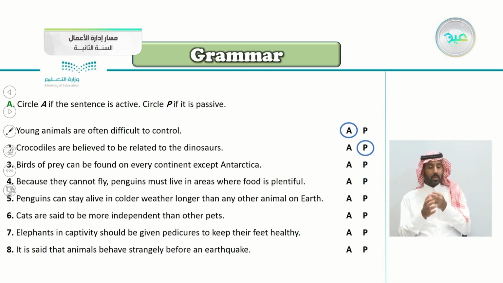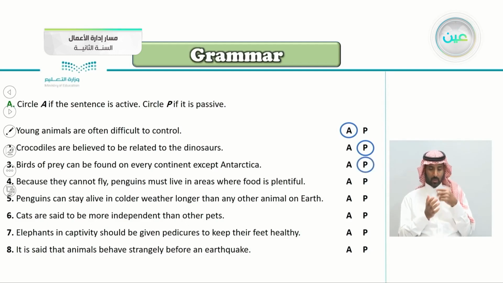Number 3, birds of prey can be found on every continent except Antarctica. Birds of prey can be found. Notice the structure here. Can be found on every continent except Antarctica. Yes, this is an easy one. It is also a passive.